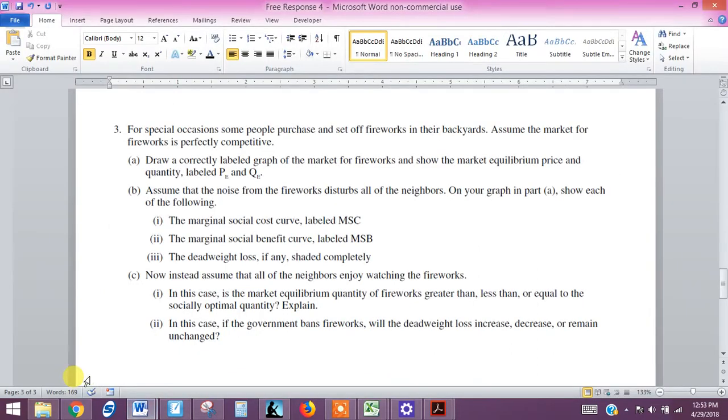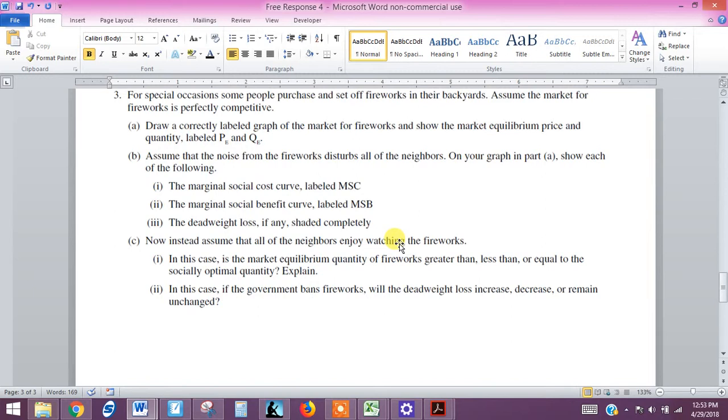Okay, now why I find this problem fascinating is because it shows us that the exact same product and the exact same actions can also be a positive externality, because in this case the neighbors are enjoying the show.